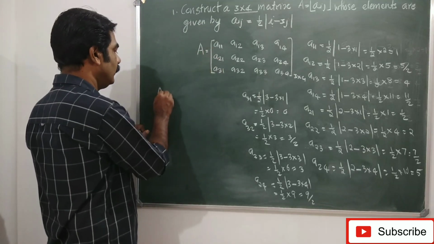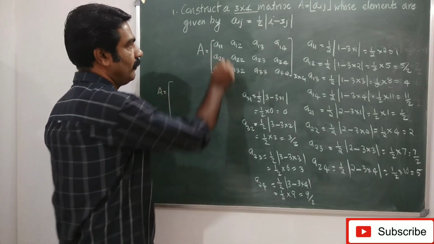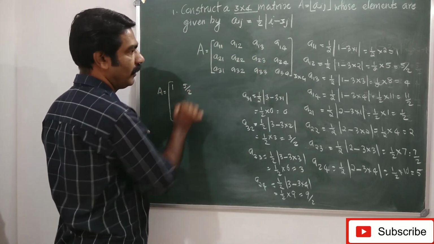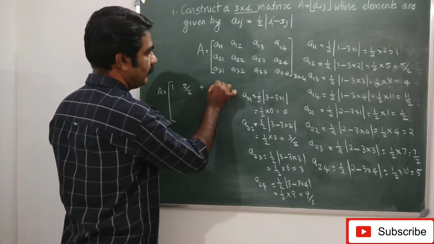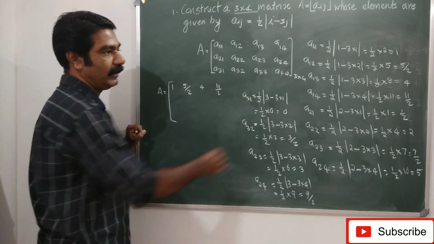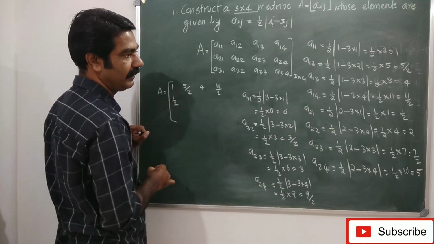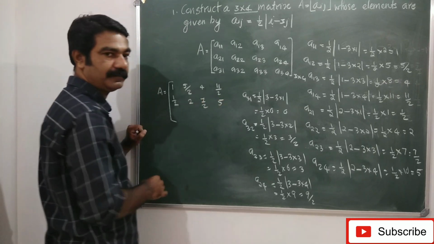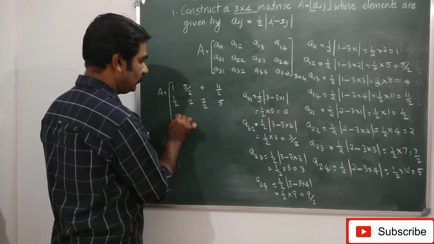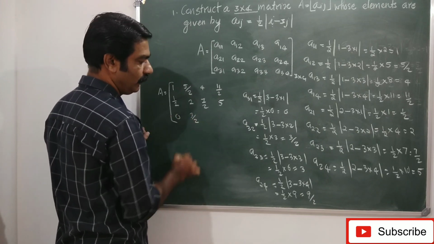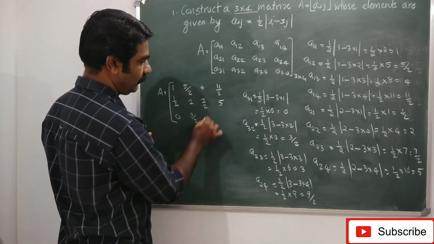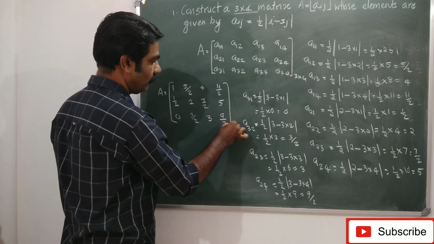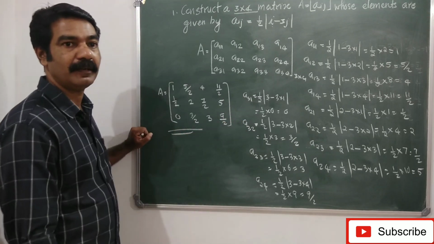So the matrix A is equal to the matrix: first is a11, which is 1. Then a12 is 5 by 2, then 4, then 11 by 2. What is a21? Half. Then 2, then 7 by 2, then 5. a31 is 0, a32 is 3 by 2, then 3 and 9 by 2. So this is the required matrix. Okay.